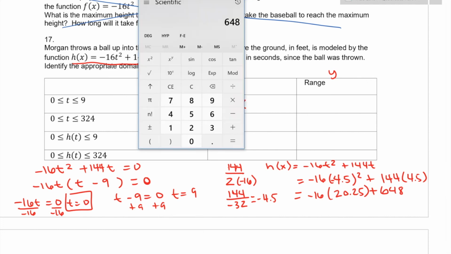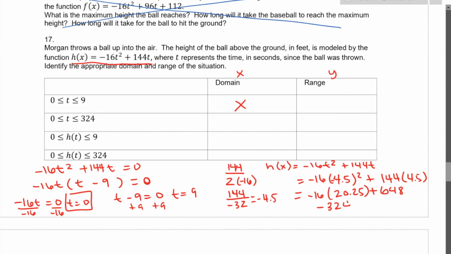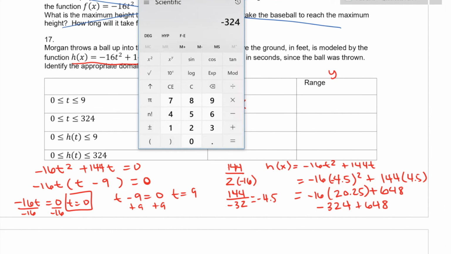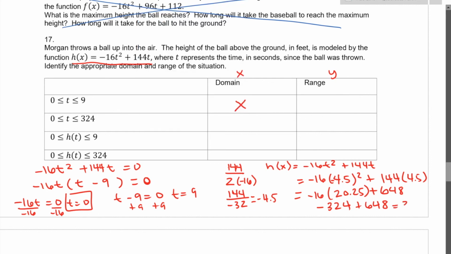Let's simplify some more. So I have negative 16 times 20.25. That's negative 324. So negative 324 plus 648. Last thing to do is to add 324 to both sides, and your answer is 324. So my two answer choices are either this one or this one. Since I already did my t value, the last one is my answer choice.